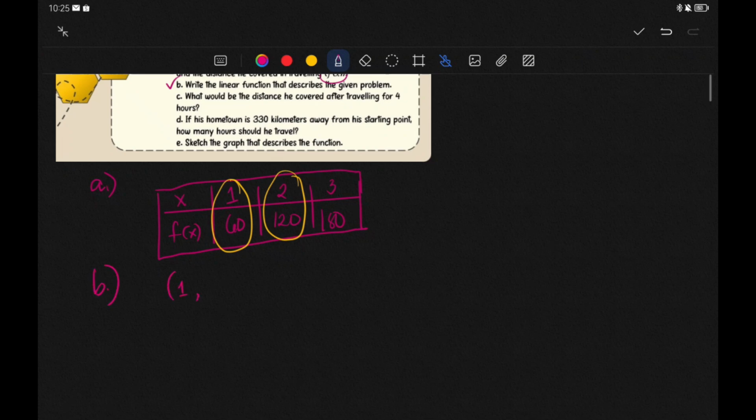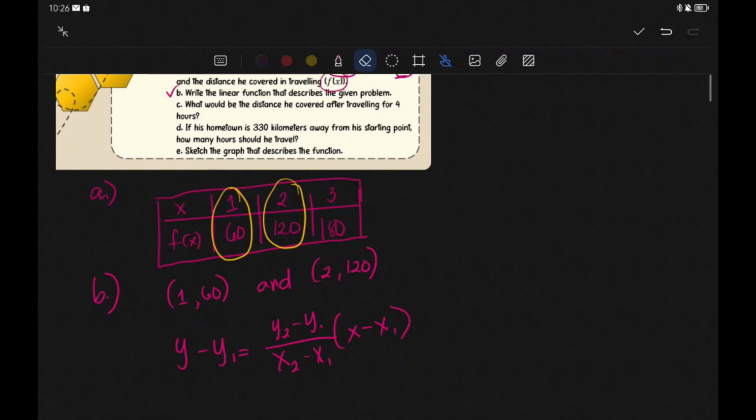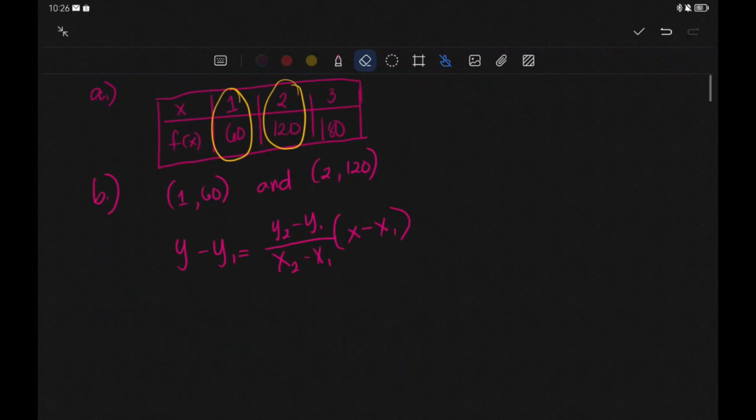Remember, our first point is 1 and 60. And the second point is 2 and 120. So we are going to use the formula y minus y sub 1 equals y sub 2 minus y sub 1 over x sub 2 minus x sub 1 times x minus x sub 1. This is the formula that we are going to use in identifying the function that describes the given problem. So this is our x sub 1, y sub 1, x sub 2, and y sub 2.